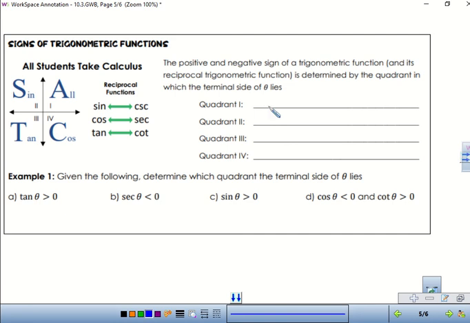Now in the first quadrant, everything is positive. Sine is positive, cosine is positive, and tangent is positive. Now I'm not writing out the reciprocals, they just always follow the original, so just keep that in mind. So this is the acronym All Students Take, and you can either say Courses or Calculus. So the first quadrant, all of them are positive. The second quadrant, only sine is positive. So sine is positive, but the rest of them are negative.